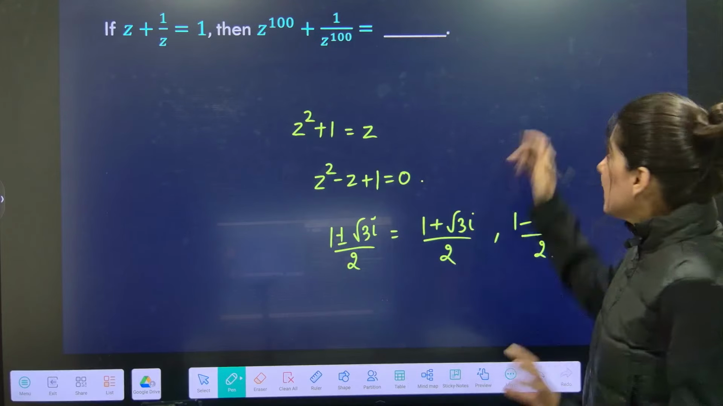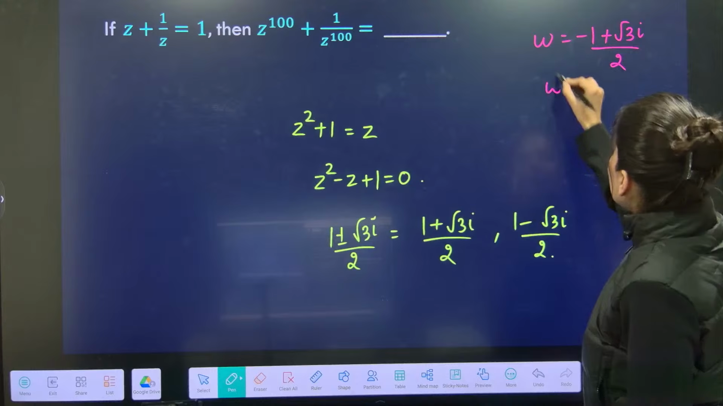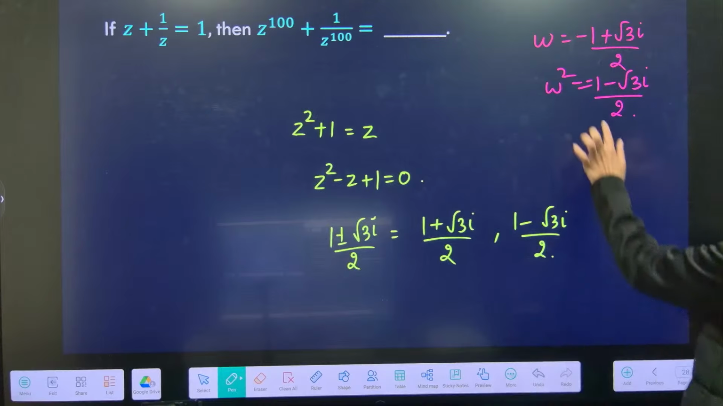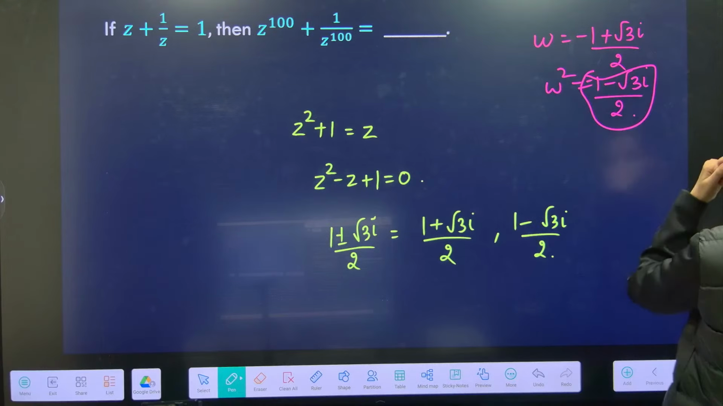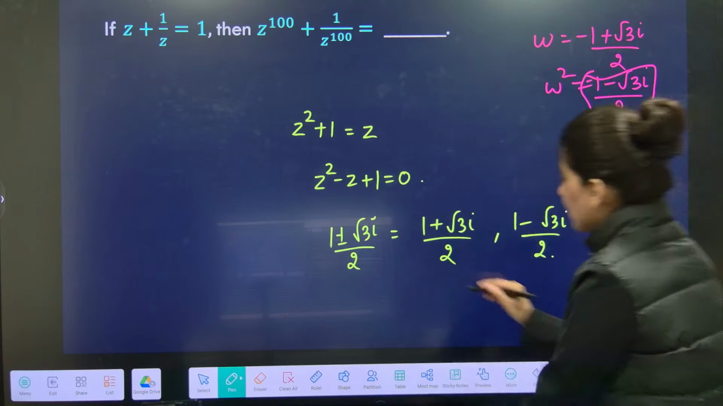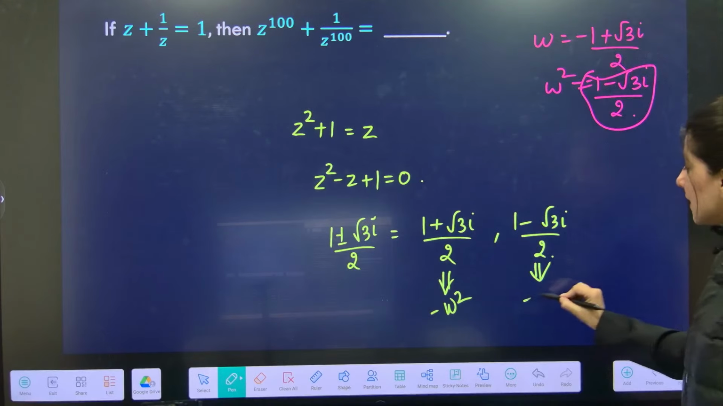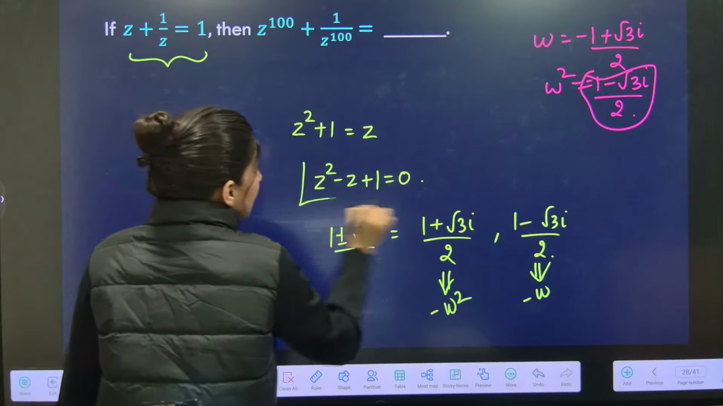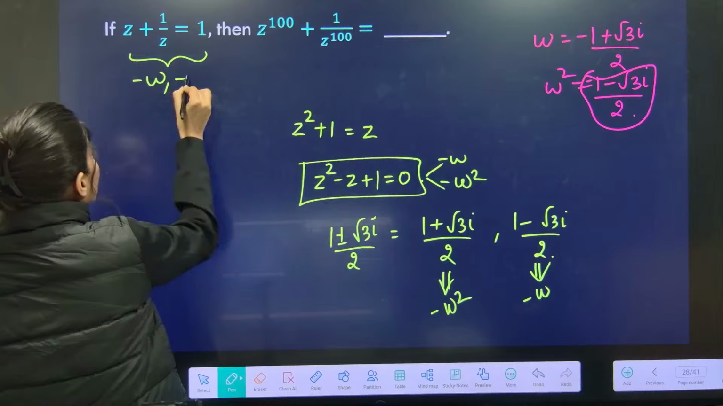Tell me one thing, what is omega by the way? Omega is minus 1 plus root 3 iota by 2. And what is omega square? Minus 1 minus root 3 iota by 2. Can you see that if you multiply a negative sign in this, it is going to be this. Minus 1 minus root 3 iota by 2, if you multiply by negative, you will get this. That means this is minus omega square. And if you multiply a negative sign in this, you get minus omega. Please remember this: the roots of this equation are minus omega and minus omega square.